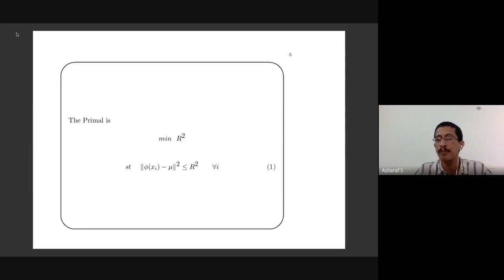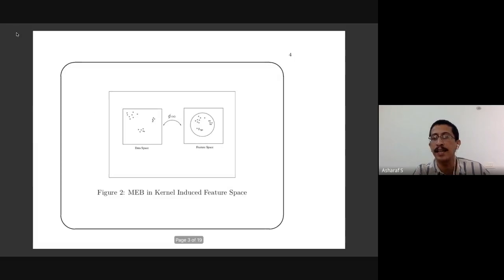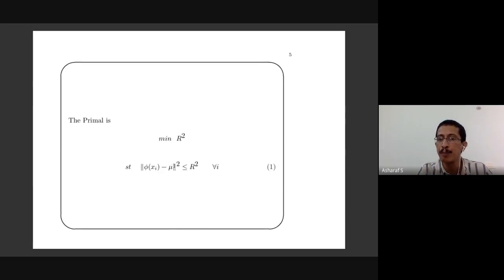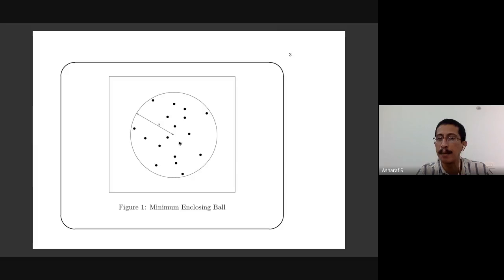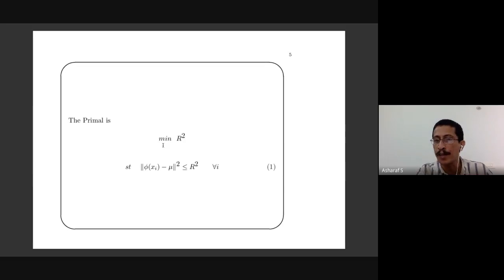What is my agenda? Phi of xi: what will be phi of xi? The representation of xi in the feature space is called phi of xi. So xi here is getting represented as phi of xi there. And if the center of the sphere is labeled as mu and r is the radius, I want to find that sphere in the feature space where the center is mu, with the minimum radius such that everybody is inside.